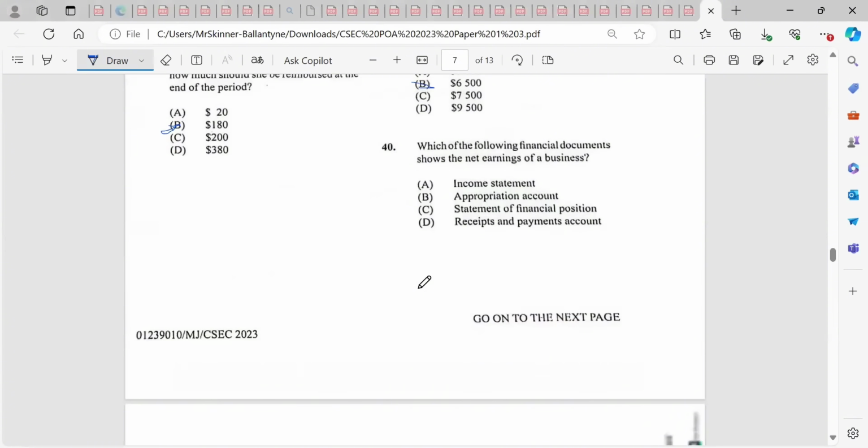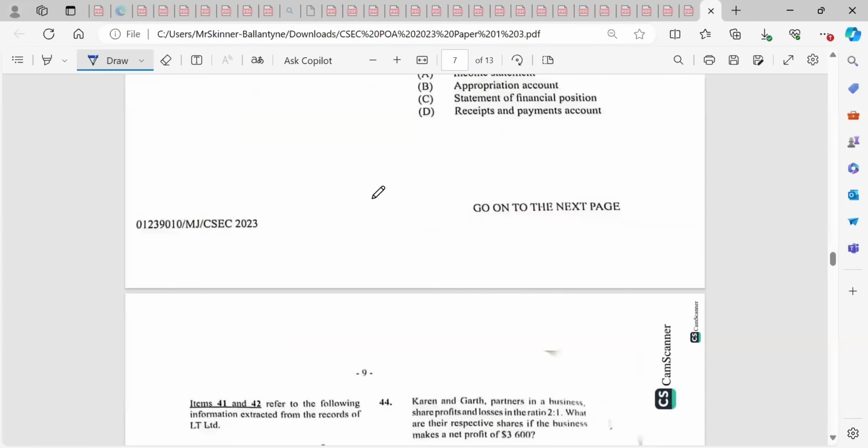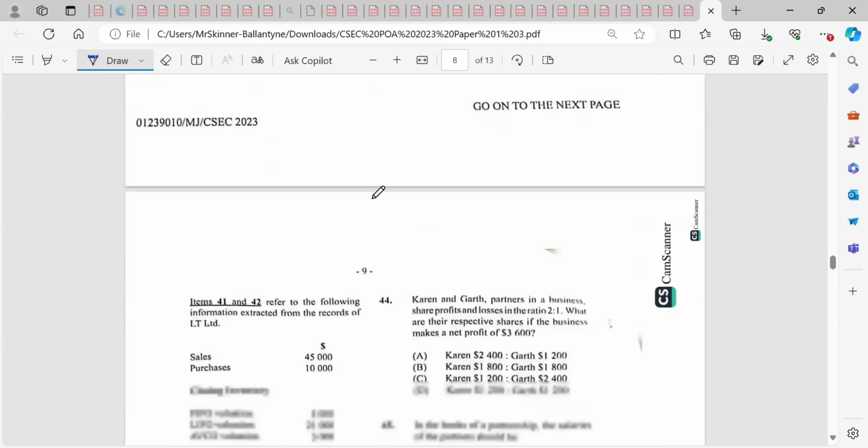Number 40, but you need to draw on the paper, whatever you have to do to get your answer. Number 40, which of the following financial documents shows the net earnings of a business? Net earnings, net profit, net income, all the same thing. What is the answer? Income statement. And 20 more questions. As you said, you could more than finish this in an hour and a half, because you're doing this in half an hour, 45 minutes.